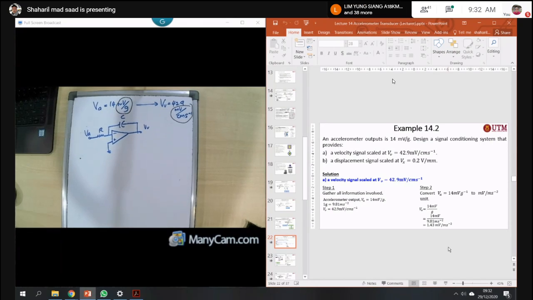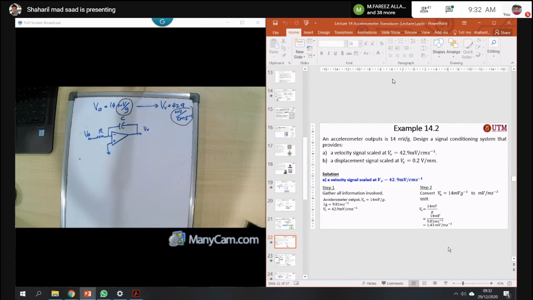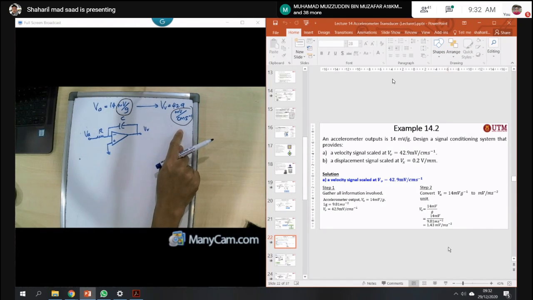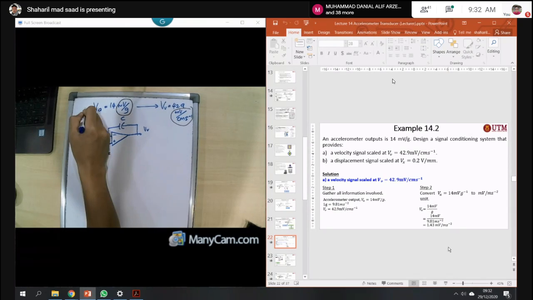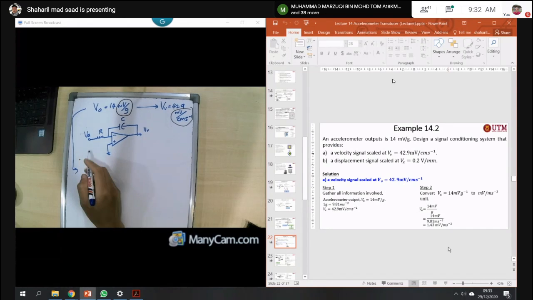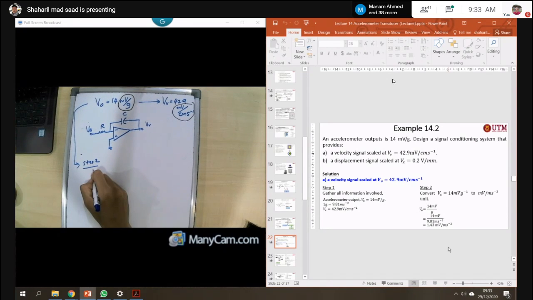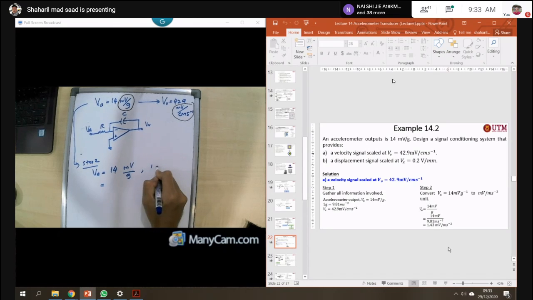So first step, you need to convert from G, then convert in terms of meter per second. Make sure that when you have centimeter or millimeter, you convert it in terms of the standard unit. Let me go through step number 2. Step number 1, you just gather all the information. Now you have VA 14 millivolt per G. Now 1G equal to 9.81 meter per second squared.